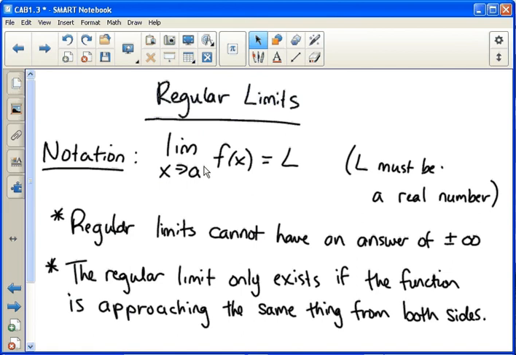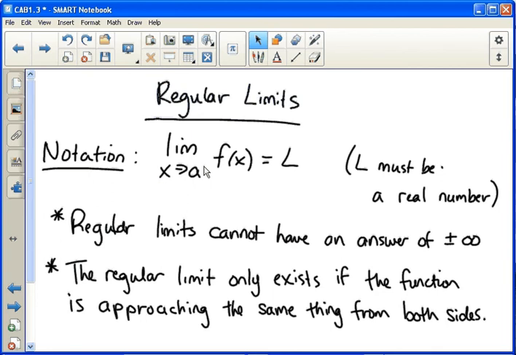Also, the regular limit exists if the function is approaching the same thing from both sides. So we saw some examples earlier where whether we approached it from the left or the right, we got the same answer. Well, in that case, we already knew the regular limit. It would just be that number, whatever number it approached from both sides. But for the problems where it approached different things on each side, that would be a time where the regular limit would not exist.